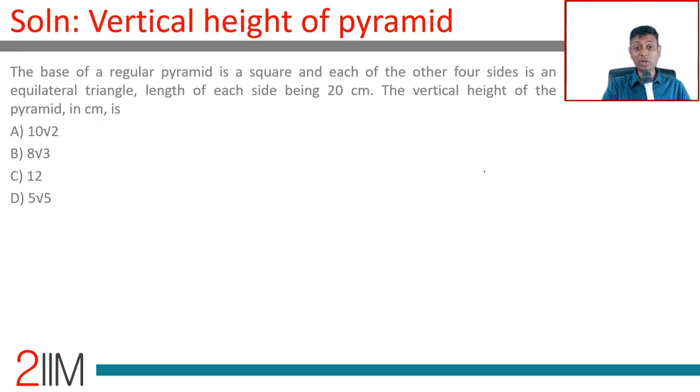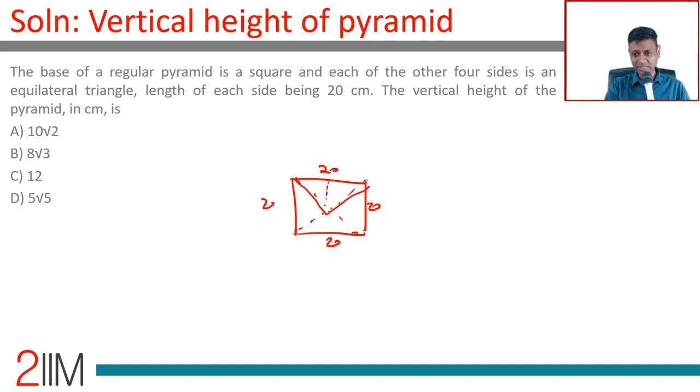The base of a regular pyramid is a square and each of the 4 sides is an equilateral triangle, the length of each side being 20 centimeters. The vertical height? Wonderful. The pyramid base is a square, and then there are 4 equilateral triangles rising from here. So 20, 20, 20, 20. I'm going to imagine one of those equilateral triangles. Let's say this one.